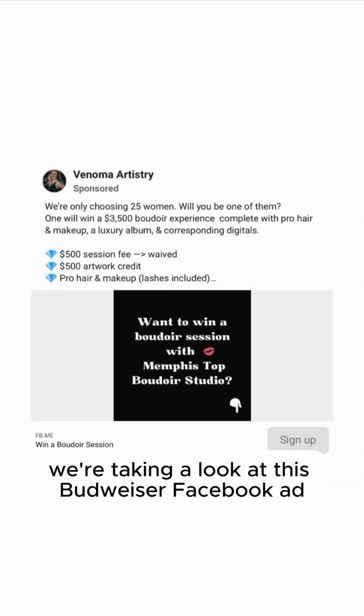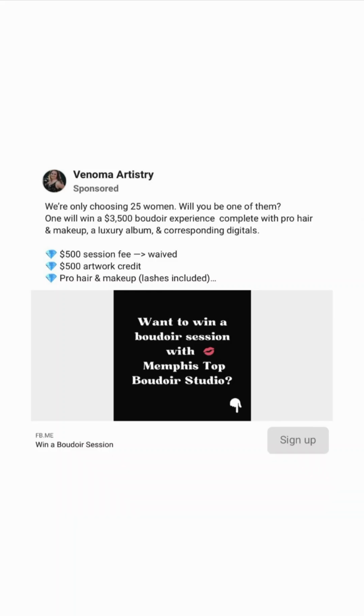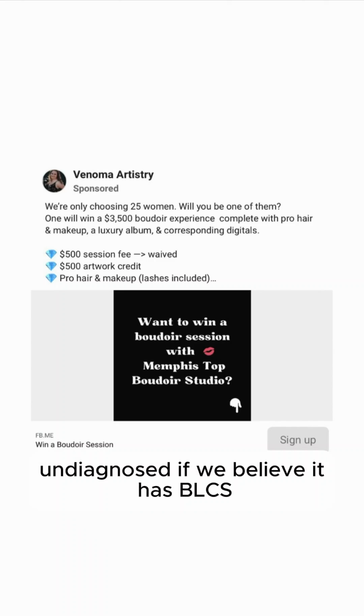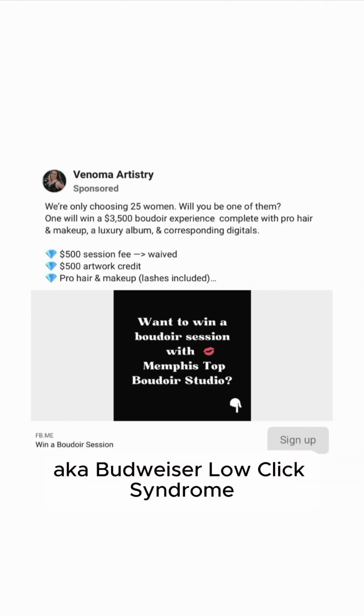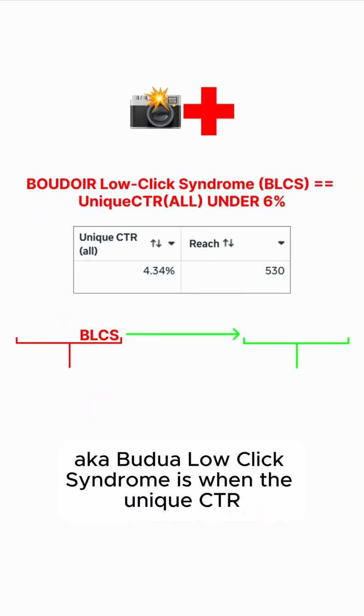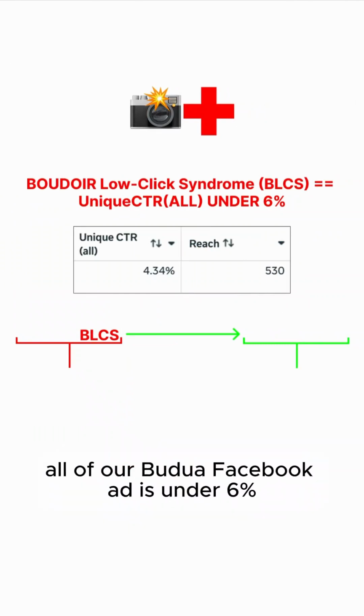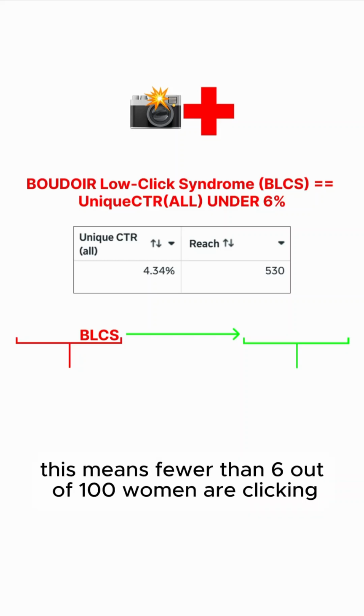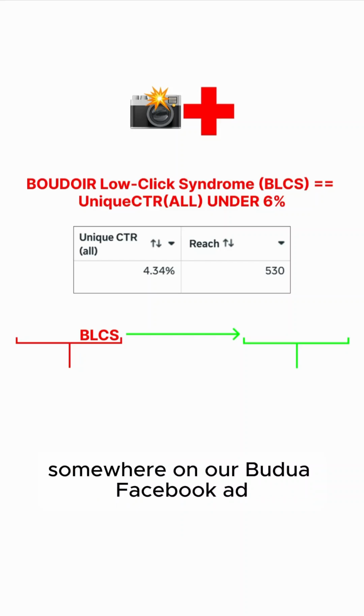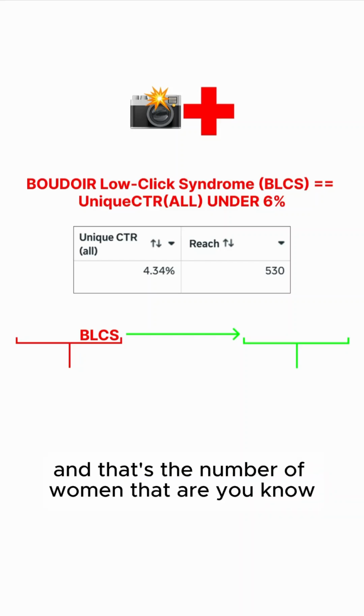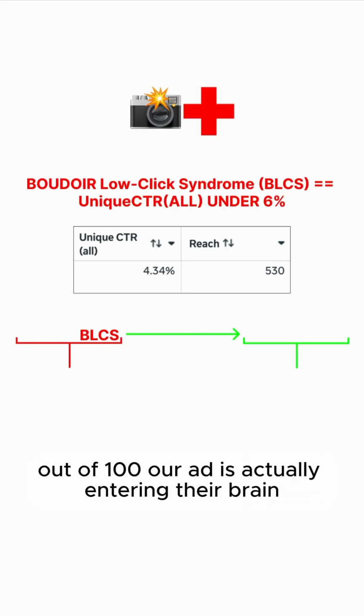All right, y'all, we're taking a look at this Boudoir Facebook ad. Going to diagnose this if we believe it has BLCS, aka Boudoir low click syndrome. Boudoir low click syndrome is when the unique CTR of our Boudoir Facebook ad is under 6%. This means fewer than 6 out of 100 women are clicking somewhere on our Boudoir Facebook ad. And that's the number of women out of 100 that our ad is actually entering their brain.